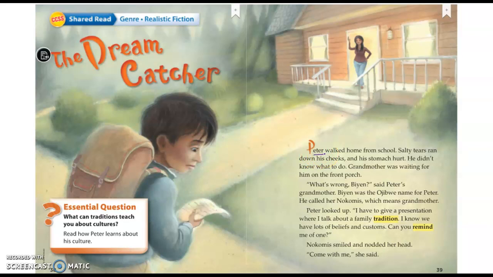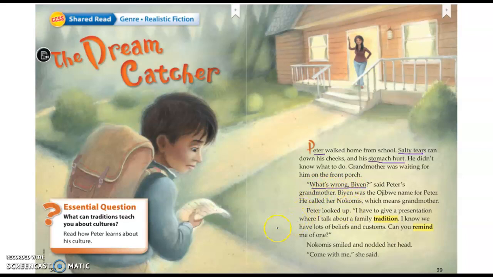You're probably saying that he's sad, and we know that from his actions. He's crying. His feelings, his stomach is hurting. He doesn't know what to do. How does his grandmother react to this? Yeah, she says, what's wrong? She wants to try to solve his problem.